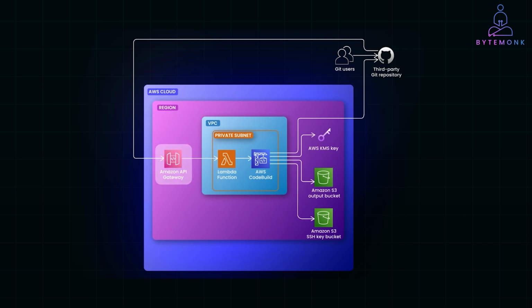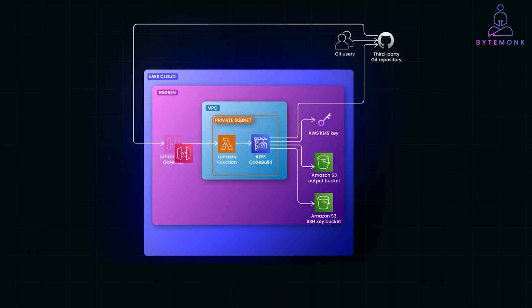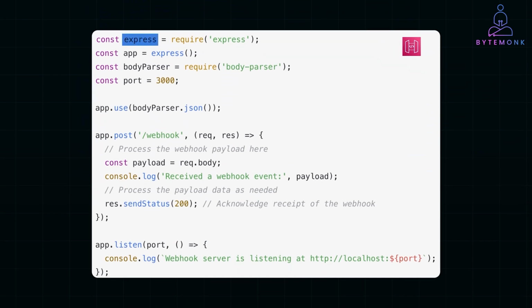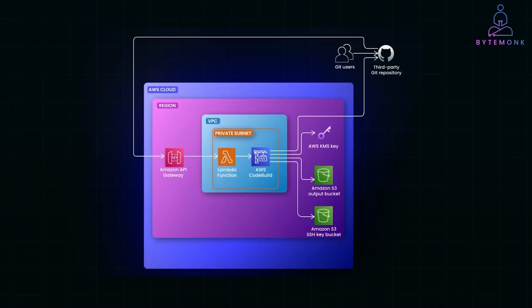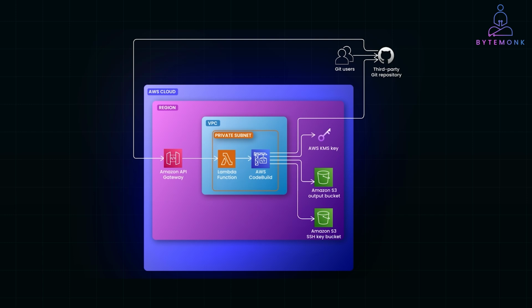Amazon API Gateway serves as the entry point for the webhook events from the Git repository. It captures incoming requests and forwards them to AWS for processing. So, if you go back to our previous example using Express, in the case of AWS API Gateway, it would replace the app.post webhook functionality in this code. API Gateway would listen for the webhook just like this Express server does, and then forward the request, for example, to a Lambda function or another service. In our case, API Gateway will invoke the Lambda function with a webhook payload.